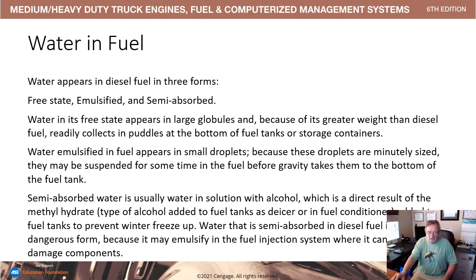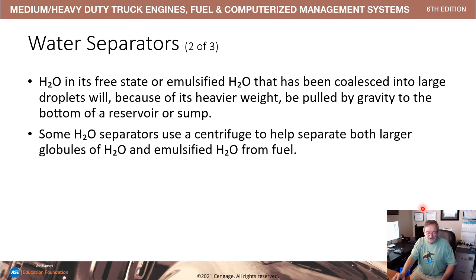When semi-absorbed in diesel fuel, its most dangerous form, it can emulsify in the fuel injection system and cause serious damage to components. With the small micron filtration in the secondaries, it will typically clog the secondary fuel filter and shut the system down completely. So usually water doesn't get that far because high pressure common rail systems are not going to allow water past the secondary filter. Free state water is coalesced into large droplets.